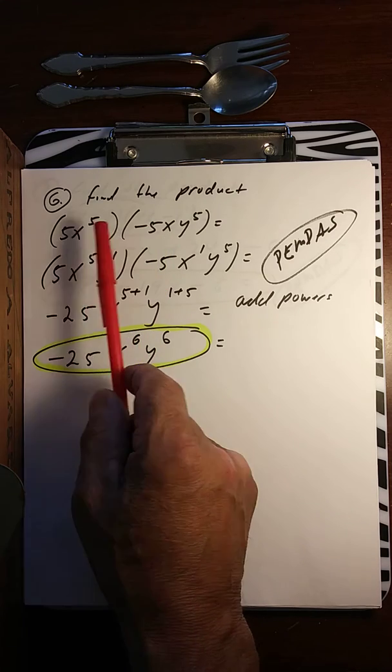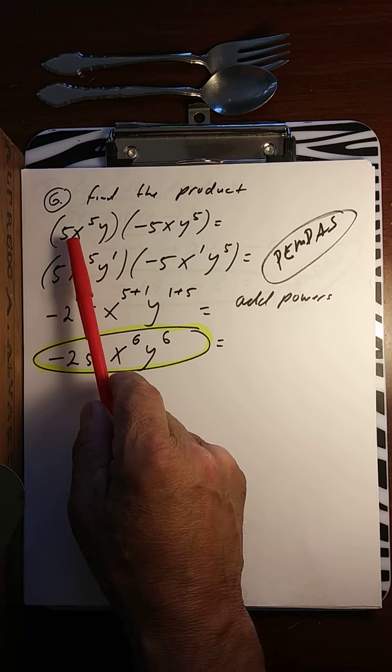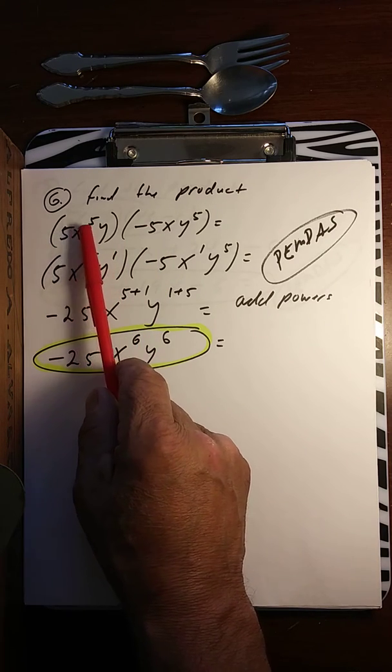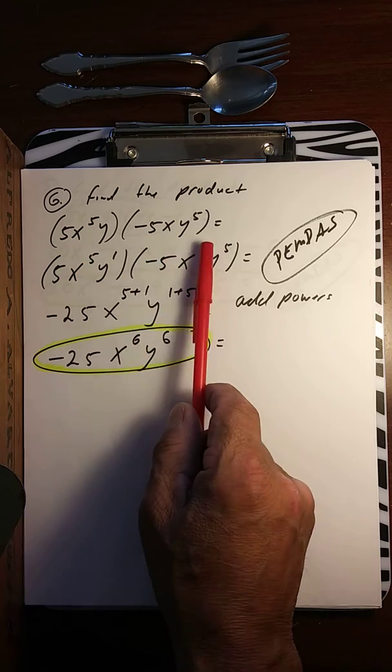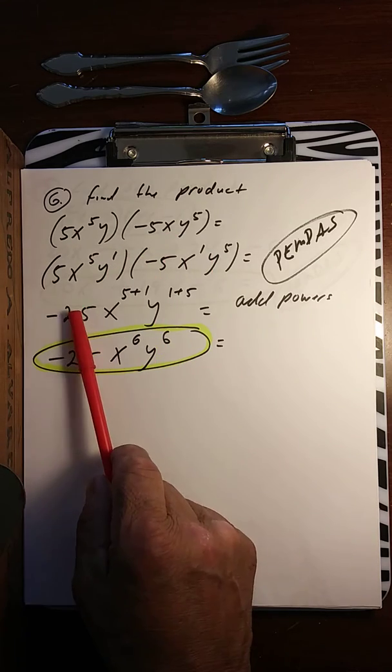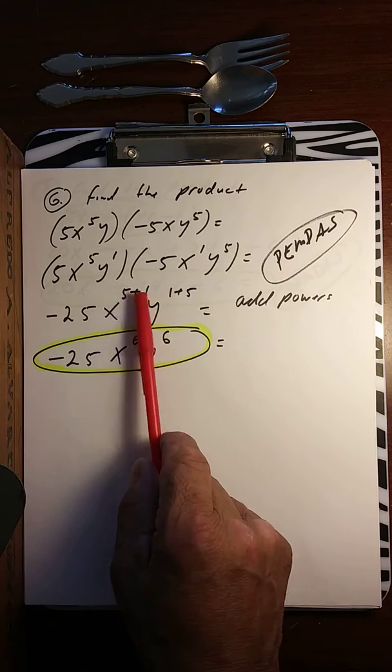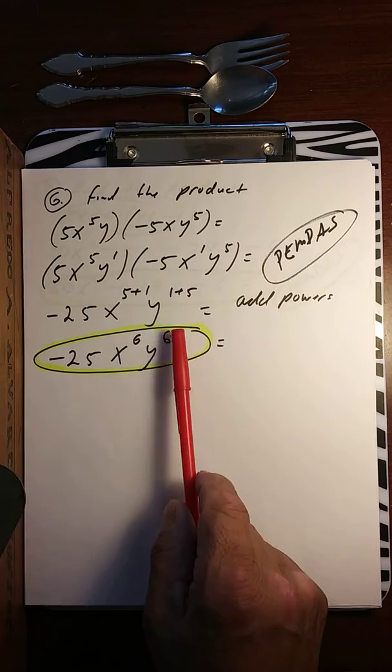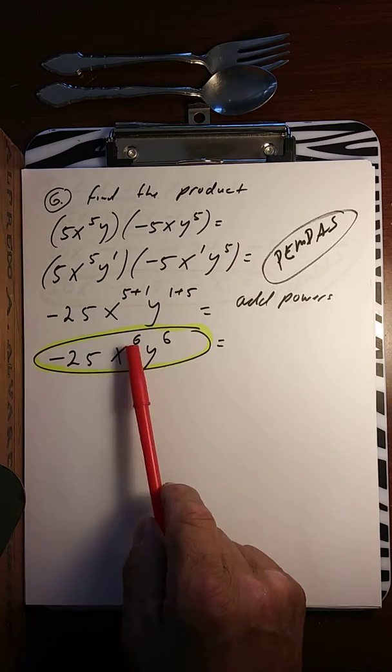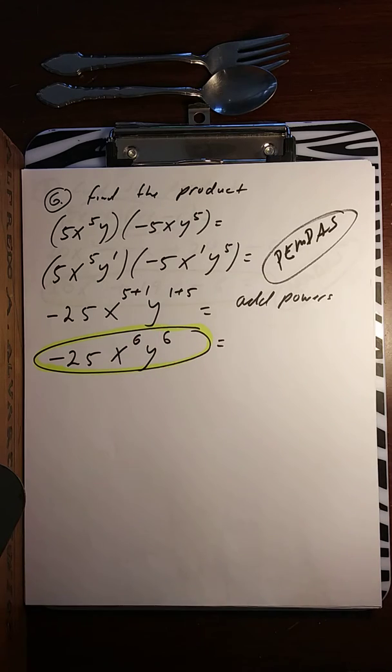Multiply these two polynomials. So 5x is a 5, so put a 1 there, put a 1 there. So that's going to be -25. x to the 5, x to the 1, 5 plus 1, and 1 plus 5. Powers add them. So it's going to be -25, x to the 6, y to the 6.